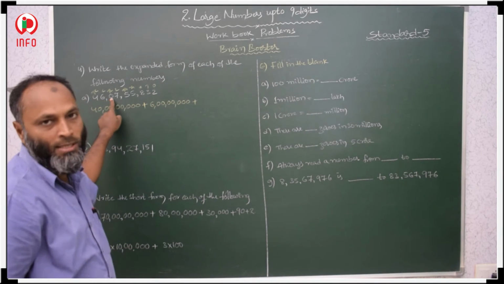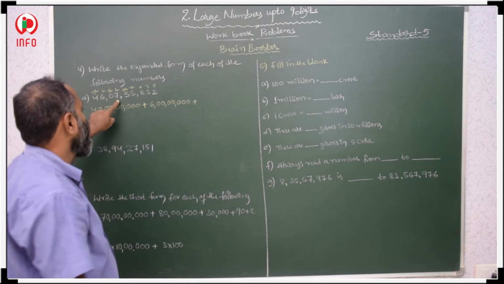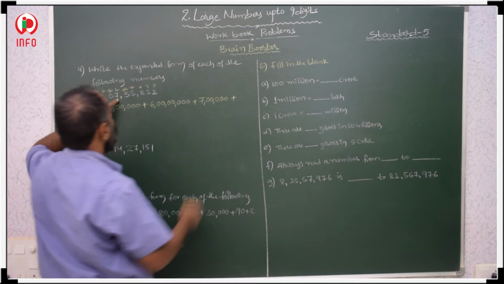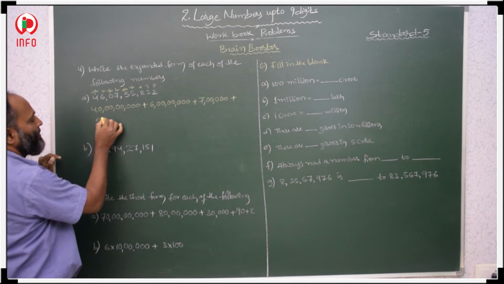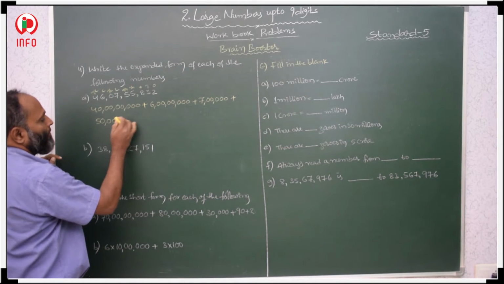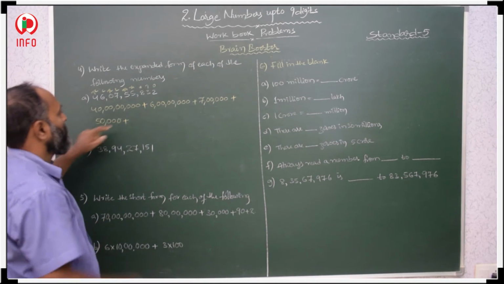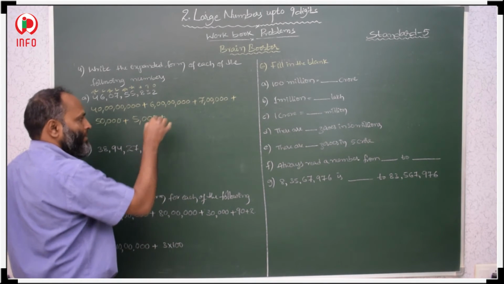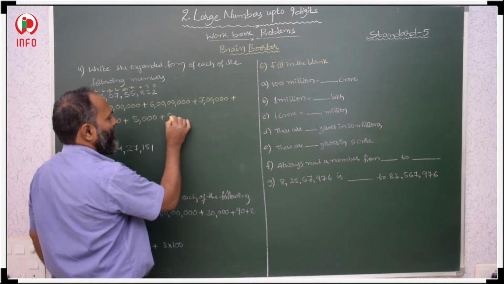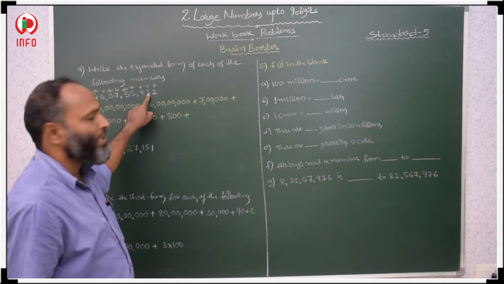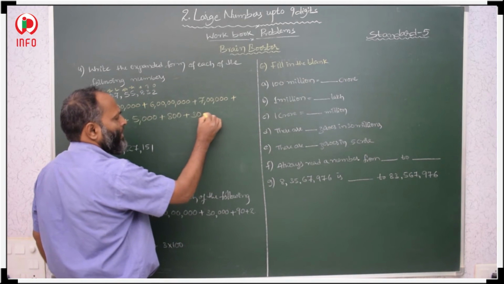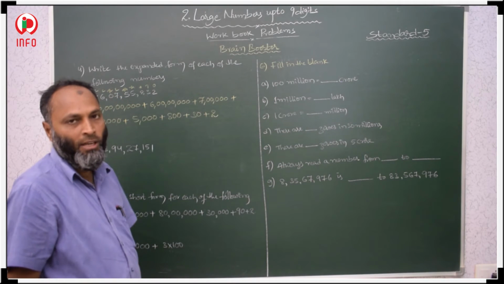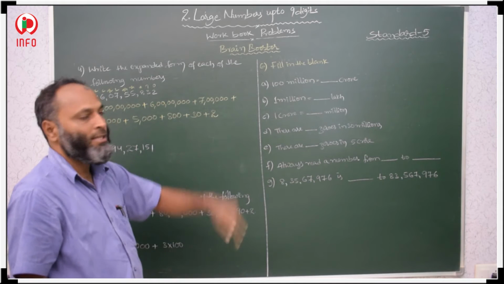Then in 10 lakhs place 0 is there, no need to take that one. Then 7 is in lakhs place, 7 lakhs. Then plus 5 is in 10,000 place, so that is why 50,000. Then plus 5 is in thousands place, that is 5,000. Then plus 8 is in hundreds place, 800. Then 3 is in tens place, 30, plus 2 is in ones place, that is 2. In this way we have to write in expanded form, keeping plus in between them.